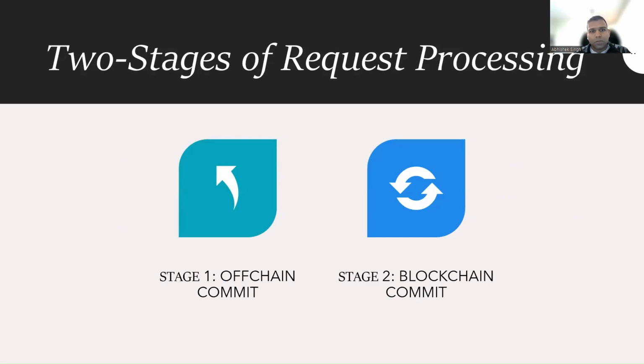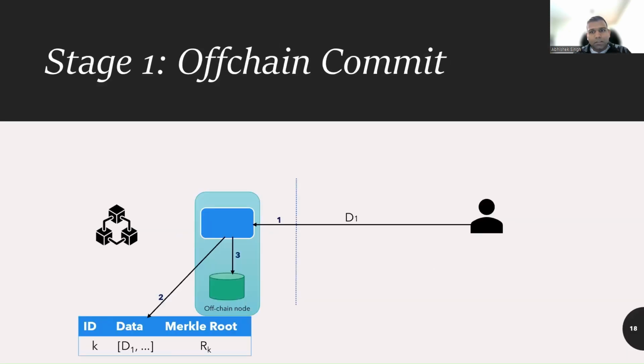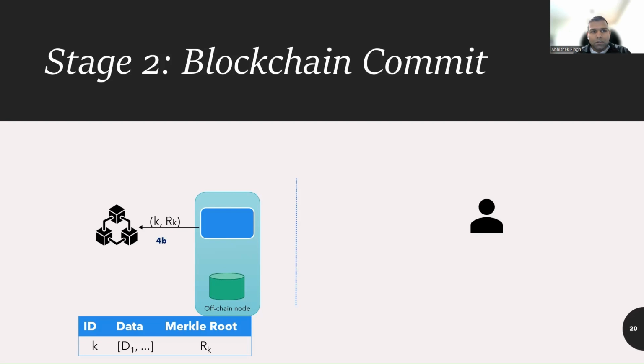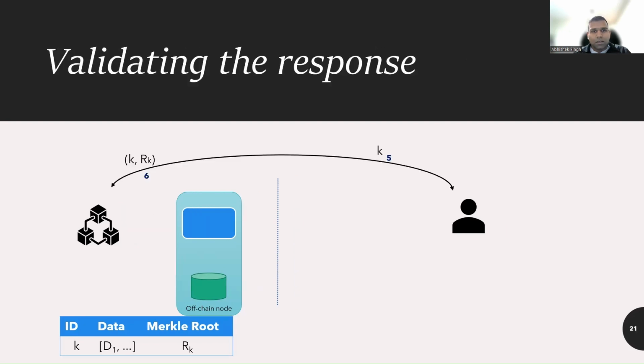There are two stages for request processing in WedgeBlock. The first is the off-chain commit, and the second stage is the blockchain commit. In the first stage, the client sends some data to be written to the off-chain node. The off-chain node creates a log entry, stores batches of that data into the log, generates a Merkle root, and this Merkle root creation is then committed to the off-chain storage. This completes the off-chain commitment, and a response is sent back to the user with the Merkle proof. In stage 2, the root that was generated, the digest, is written to the blockchain. This ensures that the client can then validate from the blockchain that the off-chain node had written the correct root onto the blockchain.